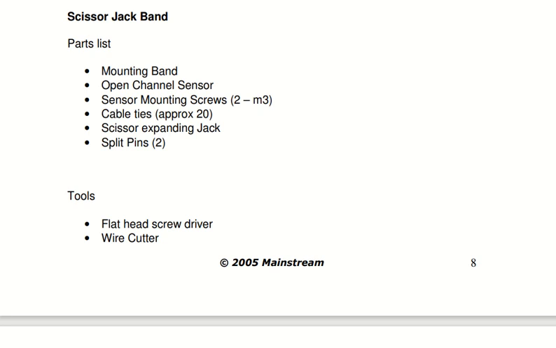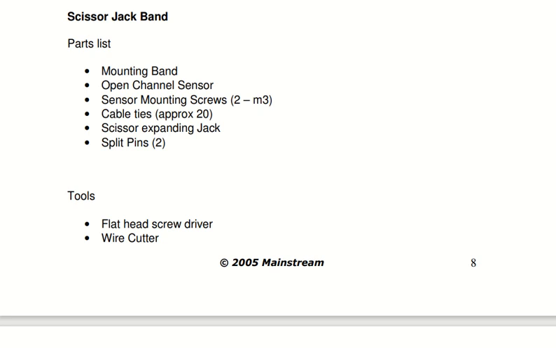Again, we are using the same tools which we used previously, so I'm not mentioning them in detail. But except for the screwdriver and wire cutter, you might need an adjustable spanner here. In the case of the scissor jack, you require a small adjustable spanner, and we will see why when we discuss the installation.